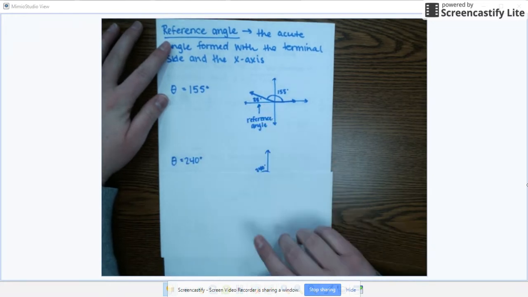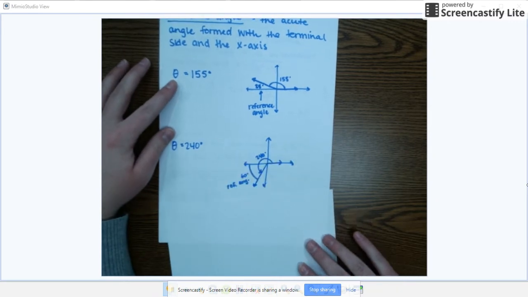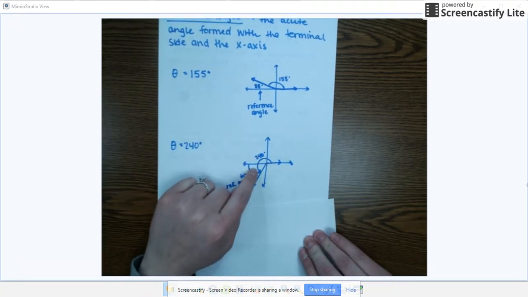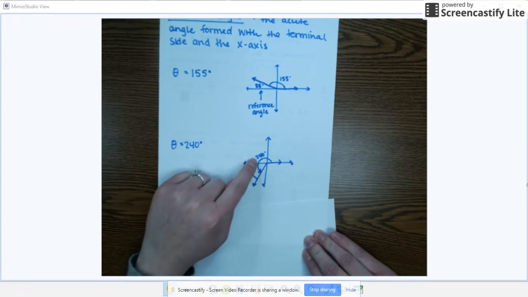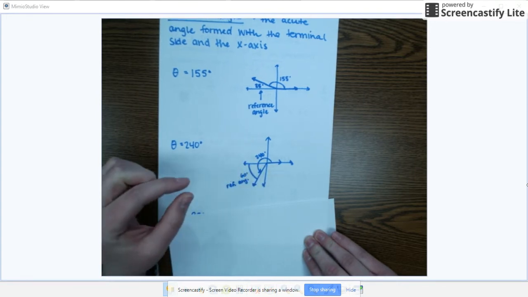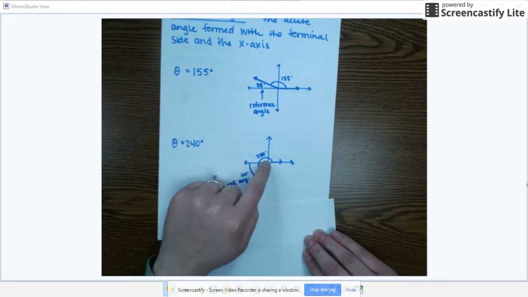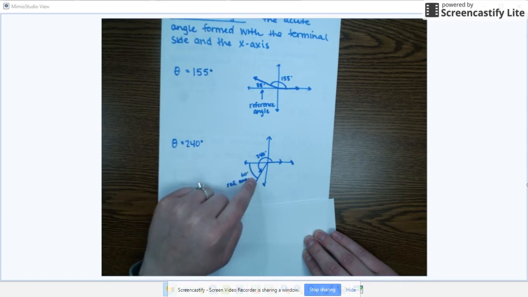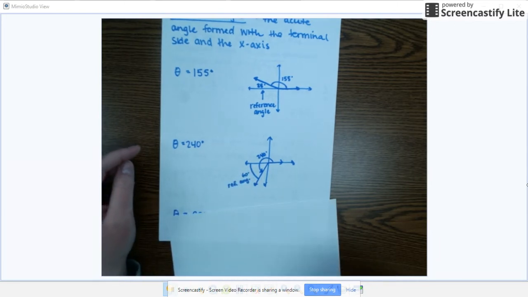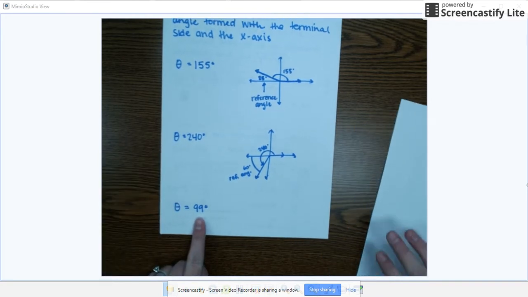Sometimes they won't be in that first or second quadrant. So if our angle measurement is 240 degrees, that's clear down here in our third quadrant. Well, again, obviously 240 is not acute, so we need to find an acute angle made with the terminal side and the x-axis. So our reference angle here would be that 60 degrees. Okay, and I would like you guys to find the reference angle for 99 degrees.